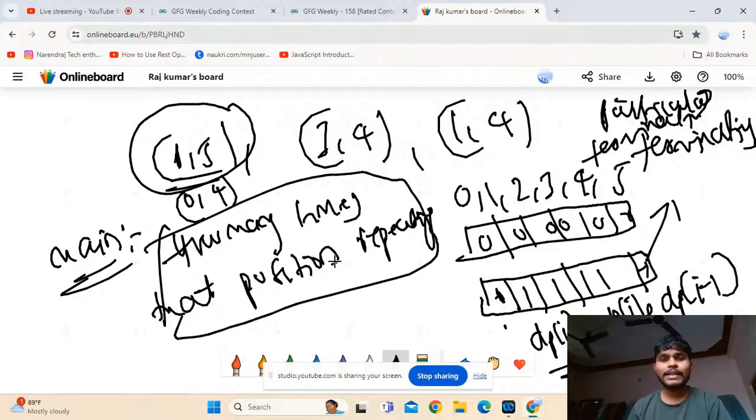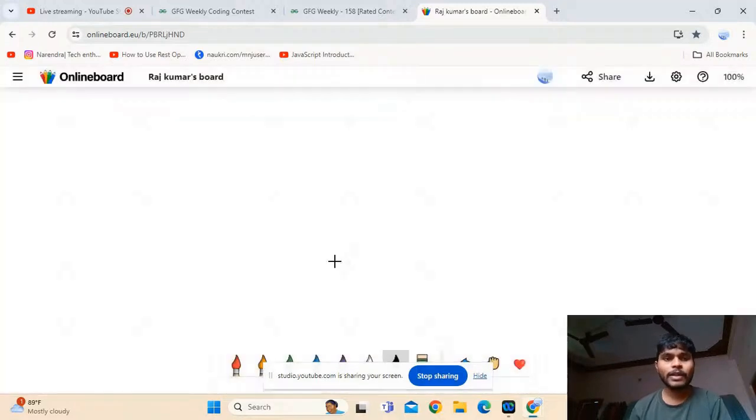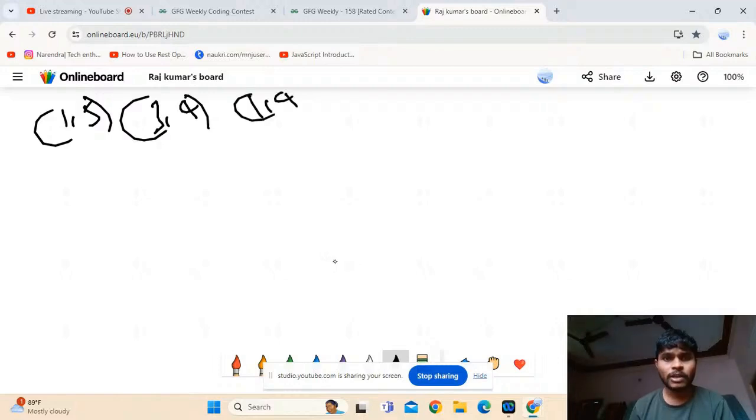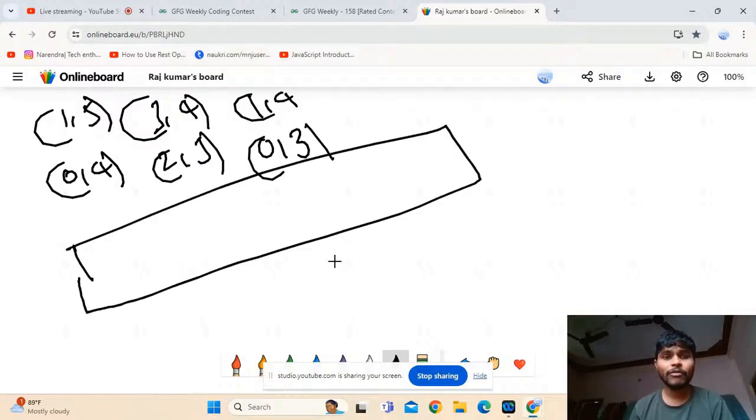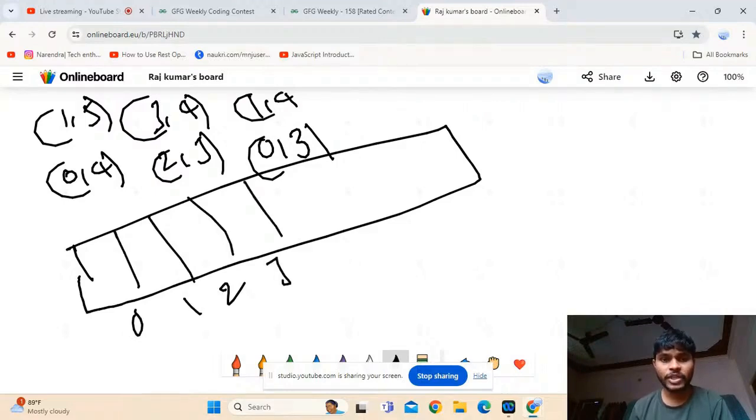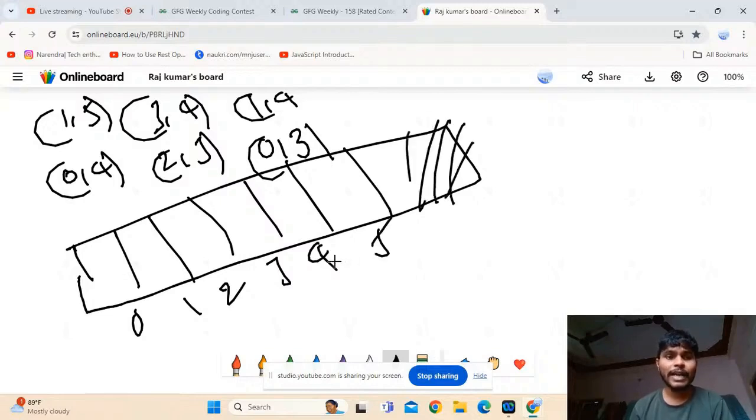Now guys, let's go to the actual problem. I'm converting 1 comma 5, 3 comma 4, now 1 comma 4. This is 0 comma 4, 2 comma 3, this is 0 comma 3. Okay, now we have the dp array. It is 0 position, 1 position, 2 position, 3 position, 4th position, 5th position. Just ignore this part, we don't have this part. Initially they are all 0 0 0 0 0 0.